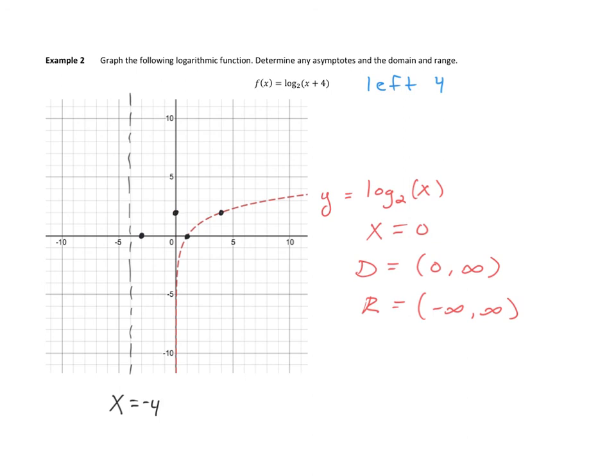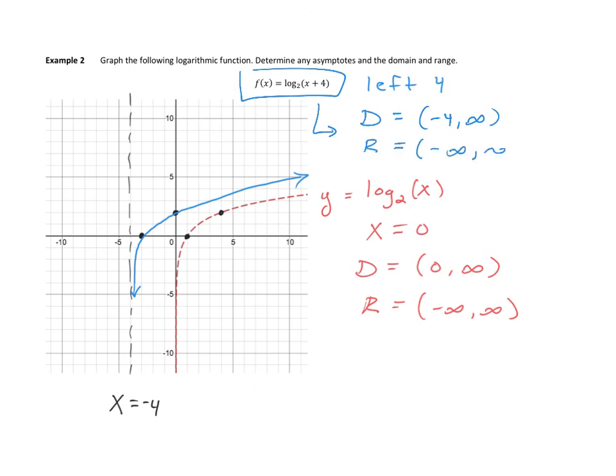The function now must go between these points, but also approach the vertical asymptote and then increase like this. So I'm just sketching this by hand. It's not going to be perfect, but I'm expecting something that looks like this. So from here, I can see what the domain is. The domain is not from 0 to infinity, but it's from negative 4 to infinity. And the range did not change. It is still from negative infinity to positive infinity.